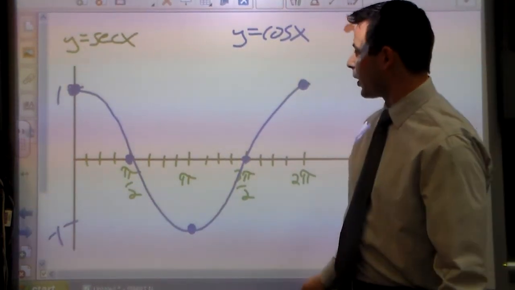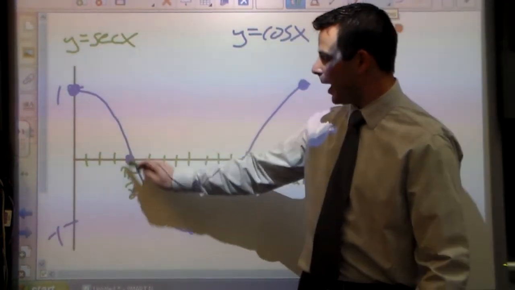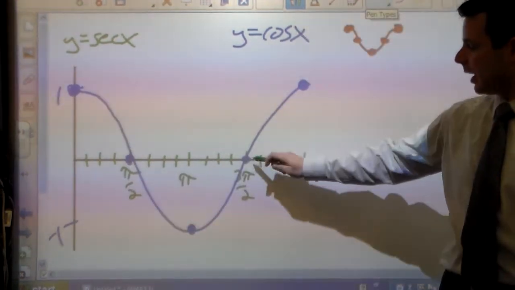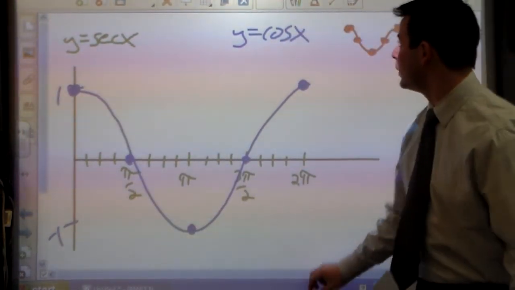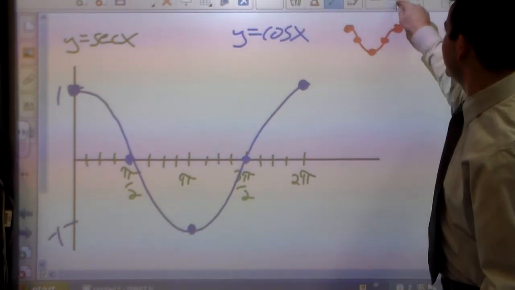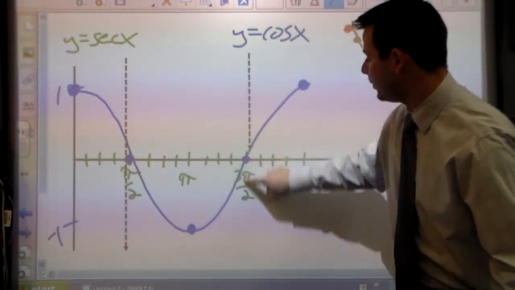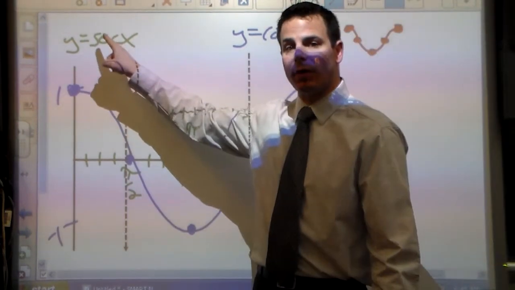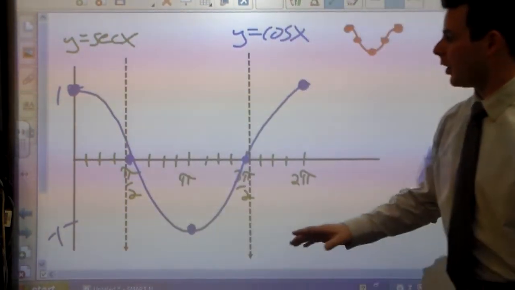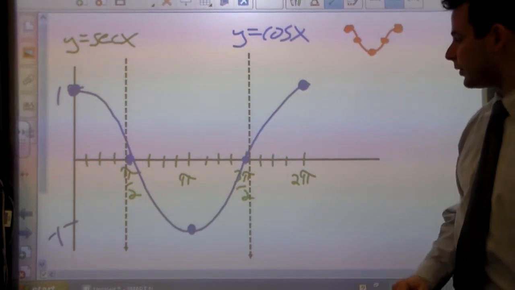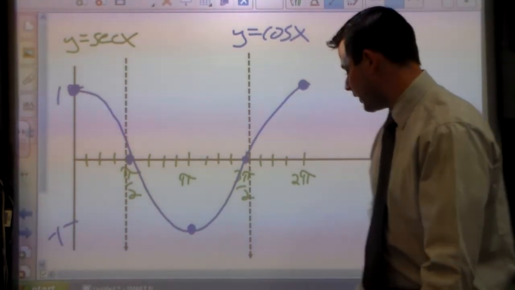So now we can see that cosine is 0 at pi over 2 and at 3 pi over 2. So that's where we're going to put our asymptotes, because that's where cosine is 0, which means we would have a 0 in the denominator. So that's telling us do not cross here with the graphs. So now this is what the graph of secant is going to look like.